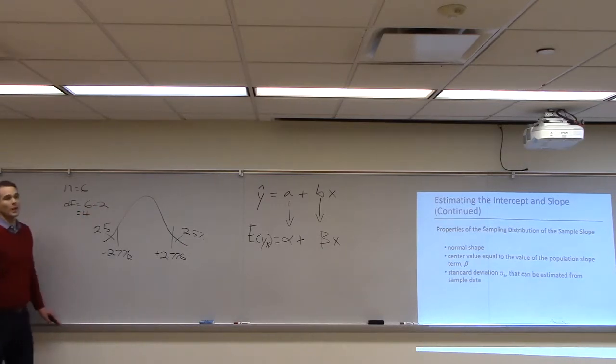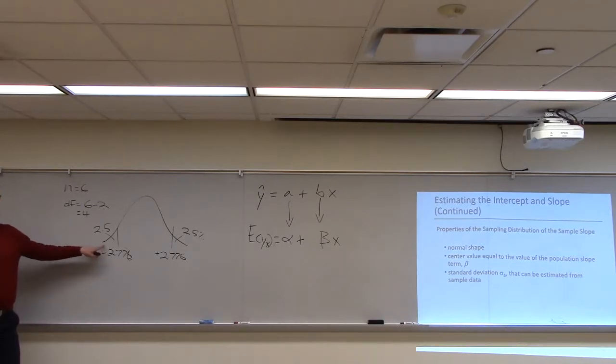So you're going to look on the t distribution, 4 degrees of freedom, and you know that you're going to have 2.5% in either tail. So you move your finger to the 0.025 column, and it's going to say 2.776.